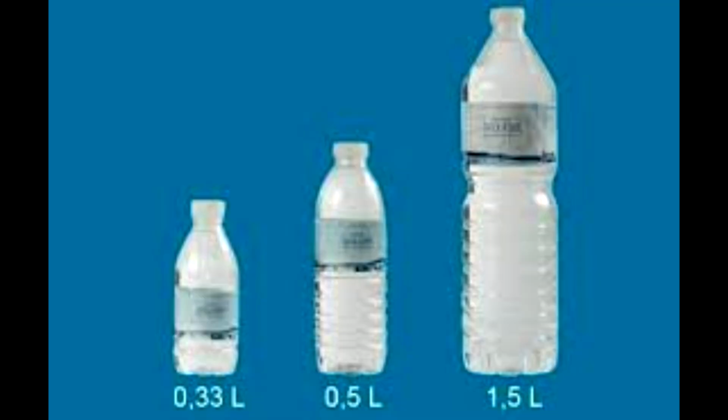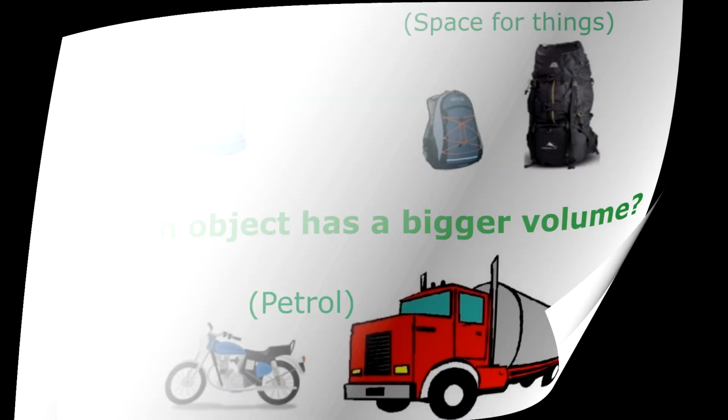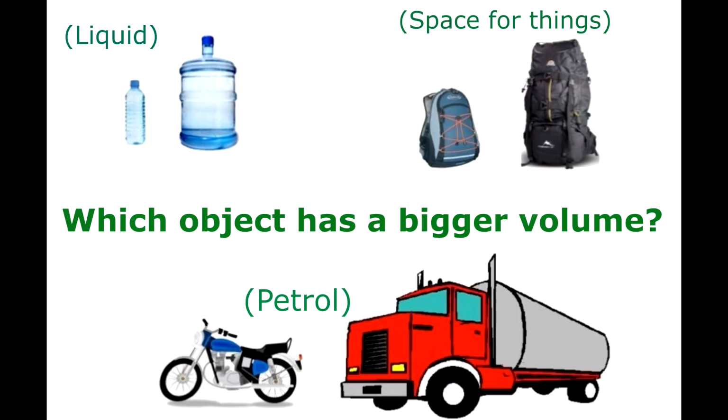In this picture, guys, you can see 3 bottles of water. They are in order according to their volume. Now, guys, you are seeing a picture with 3 different objects. Which object do you think has a bigger volume? In the first picture, you can see 2 different bottles of water. One smaller and another one a little bit bigger. Which one do you think can have more water?